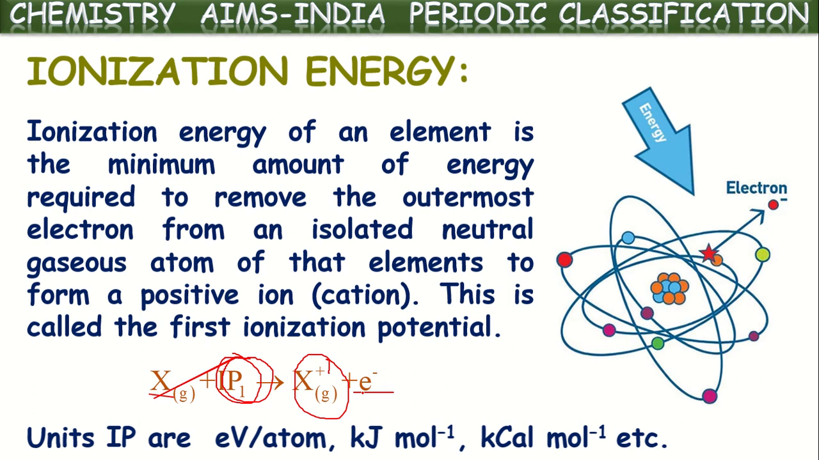Okay, as we are telling, this is an energy. Then the units of this ionization potential will be electron volts, kilojoules, kilocalories. These all will be the units of this ionization energy. But in terms of a certain quantity, it can be expressed as electron volts per atom, kilojoules per mole, kilocalories per mole. So these will be the units of ionization potential.